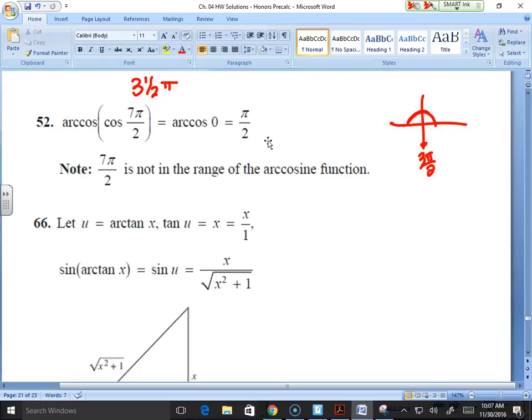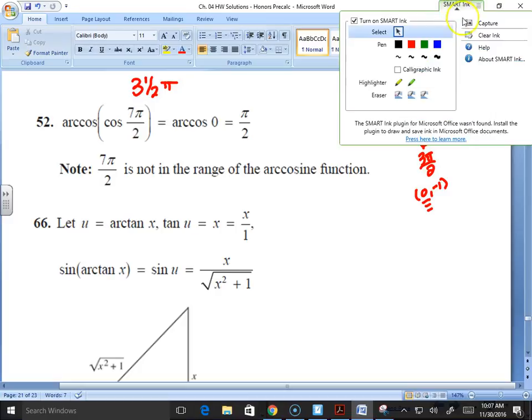The question is, at what point is cosine going to be the same? Over here. Because down here I have 0, -1, cosine is 0. Up here I have 0, 1, cosine is 0. So I can just steal his counterpart. Okay? Number 66. He was one of those build-your-triangle ones, right?